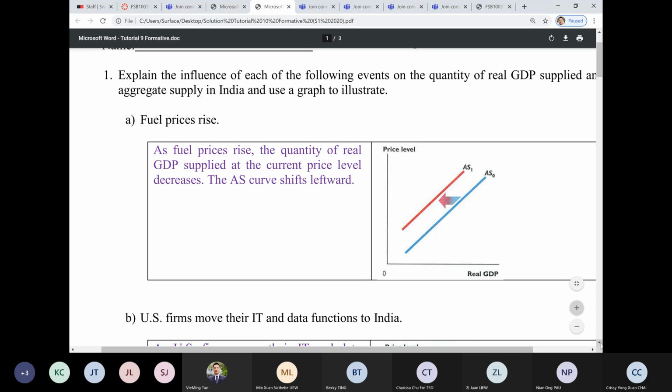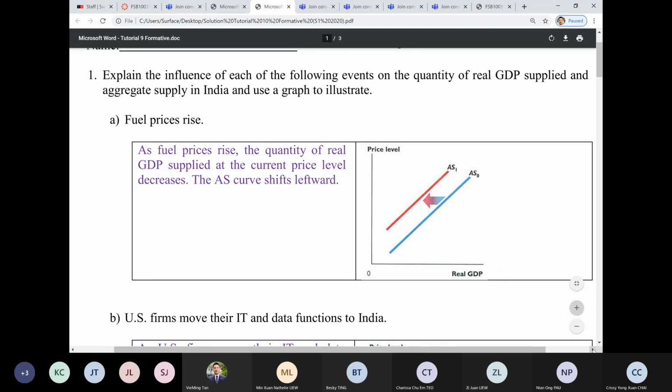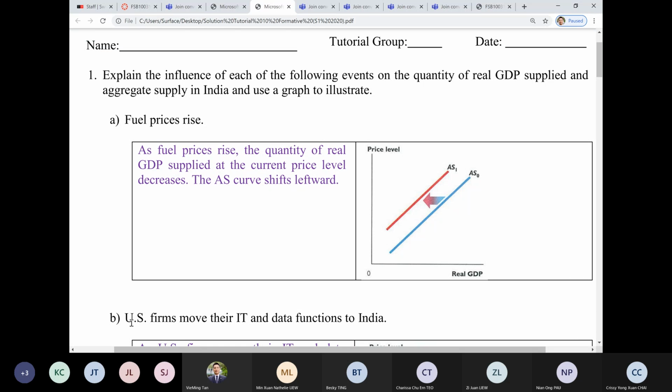So what is the impact to the country, then, to India? Okay. So for this question, do you think that has impact to the quantity supply or the aggregate supply? For B, okay, let us try. Okay, Nin Ong already done. Chrissy also already done. Edwin. Okay, so for 1B.